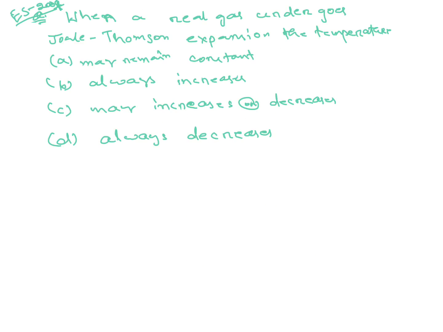This question was asked in IES 2007. When a real gas undergoes Joule-Thomson expansion, the temperature, option A, may remain constant, B, always increases, C, may increase or decrease, D, always decreases. I will show you the curve. Temperature versus pressure. This is inversion curve. Constant enthalpy.